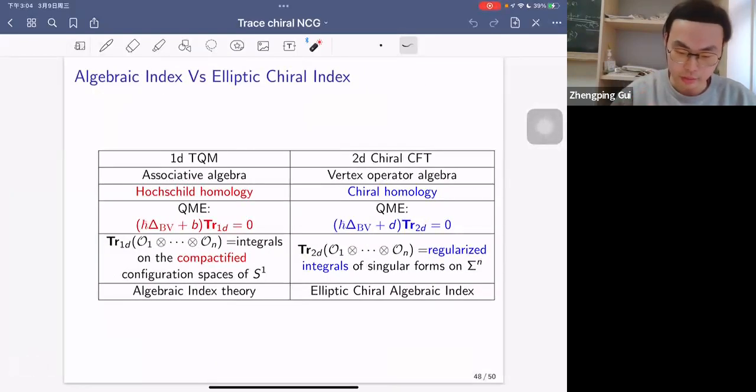Finally, I just remind you of the rough comparison between one dimension and two dimensions. In one dimension, we have associative algebras, Hochschild homology, and the quantum master equations. And these trace maps are given by the integrals on a compactified configuration space of S^1, and the resulting theory is the algebraic index theory. In two dimensions, we have vertex operator algebras, chiral homology, and we can use the regularized integral to construct the trace map. So this will give rise to some kind of 2D algebraic index theorem.